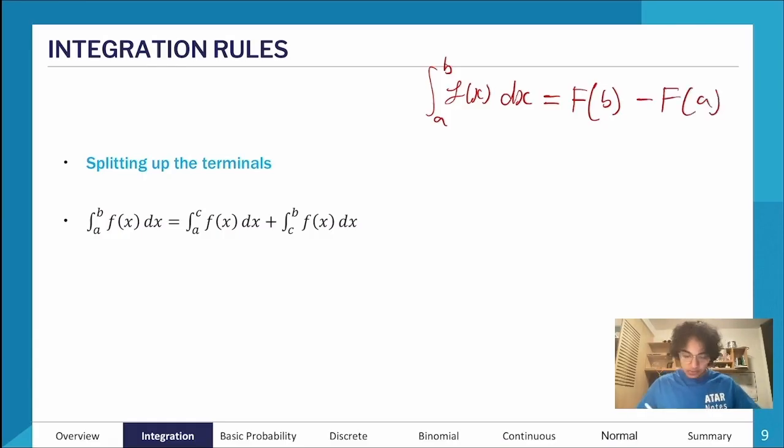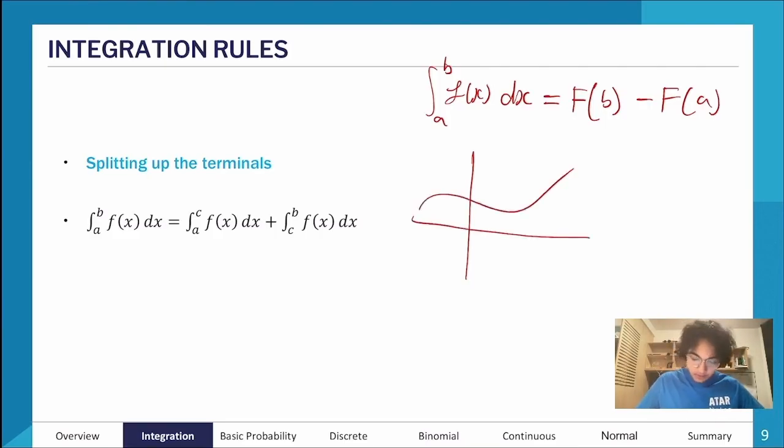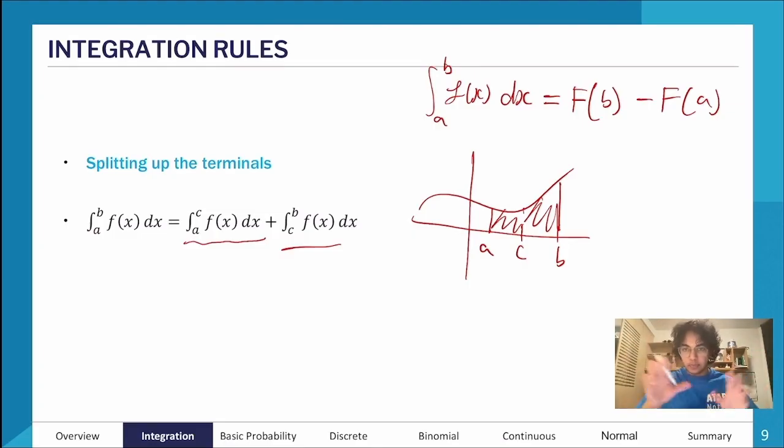What splitting up the terminal says is that, let's say I have some function that looks a bit like this. If I want to take the integral from a to b, and I have some third point I know as well, maybe some point c, I can take the integral from a to c, which is represented by this, and then add that to the integral from c to b, which is represented by this. And you can see from the shaded area that it still represents the total span of that integral, the total area represented there.